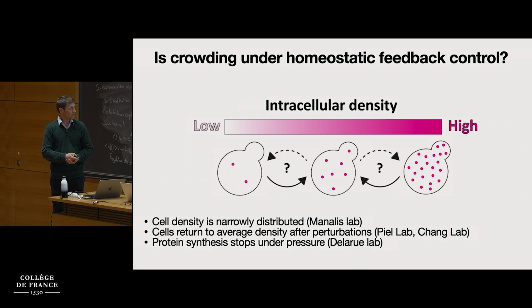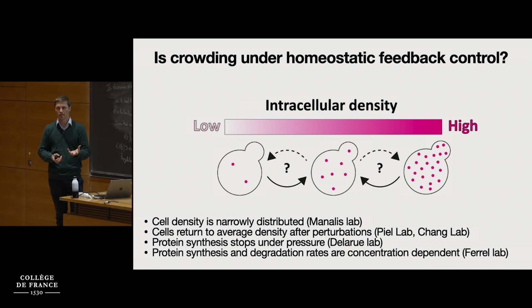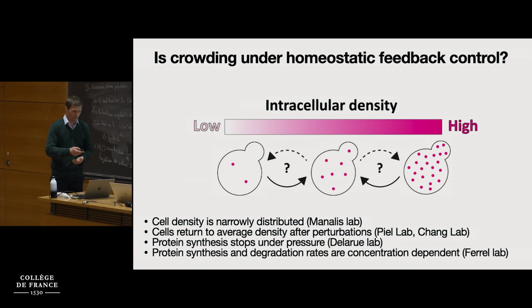From Morgan Delarue's lab, we know that proteins stop being produced when the pressure increases too much. And there's also very nice data from James Farrell's lab, in a preprint that shows that if you take Xenopus egg extract and you vary its concentration, the protein synthesis and protein degradation rates also are dependent on its concentration. So there's quite a bit of evidence that suggests that cell density is under homeostatic control.